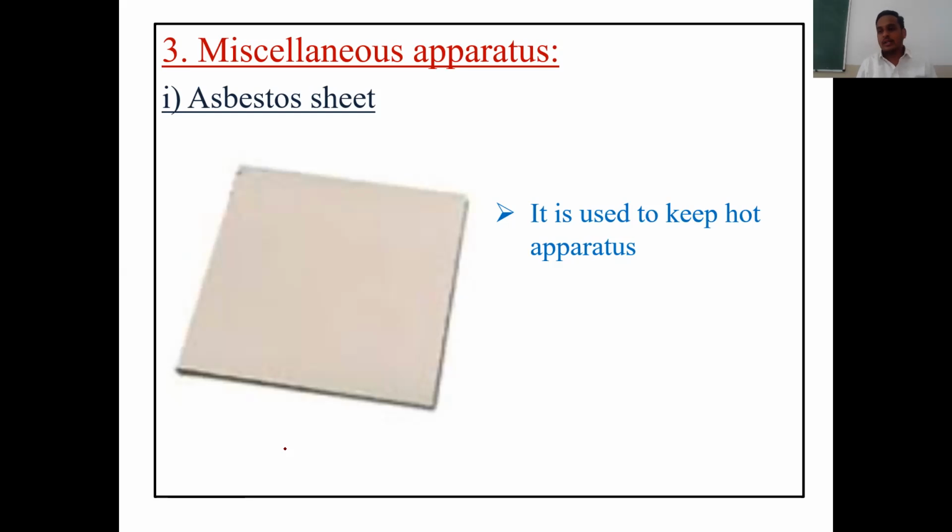So as I told, in chemistry practicals sometimes we are going to come across a heating process. After heating, that particular apparatus should not be kept directly on the table. Instead, it should be kept on the asbestos sheet which has been kept on the table.